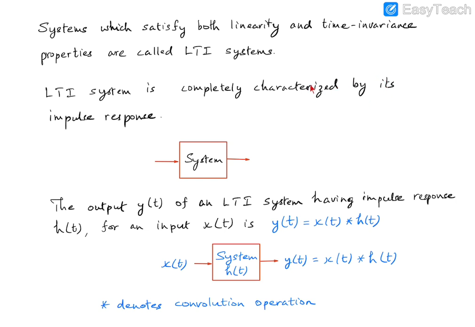And the importance of LTI systems is that an LTI system is completely characterized by its impulse response. Now, what do we mean by impulse response? An impulse response is the response of the system when the input is a delta function. So when the input is delta of t, whatever output the system produces, we denote that by the notation h of t, and h of t is called the impulse response.